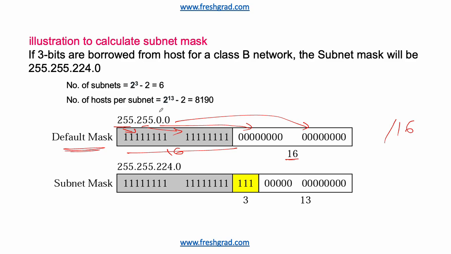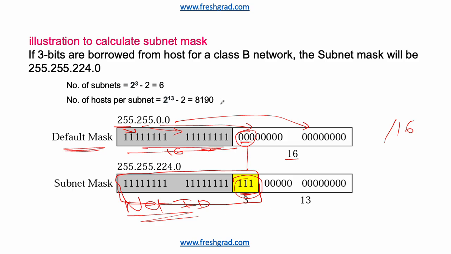You can have 2 raised to the power of the bits you borrow. Here we borrow 3 bits, because now you want to divide this larger network into smaller networks, right? So how do you do it? You borrow these 3 bits, and now this will become part of the network ID. Initially our network ID was only 16 bits, but now our network ID is 16 plus 3, 19 bits.